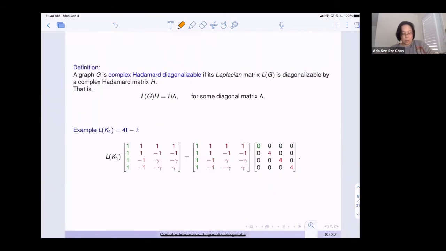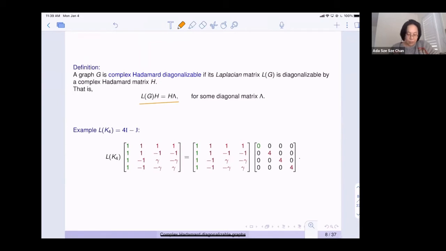So what is a complex Hadamard diagonalizable graph? We're just generalizing the definition in the original paper by Barik, Sean, and Steve. We say that a graph is complex Hadamard diagonalizable if you can find a complex Hadamard matrix for which the columns of this matrix are all eigenvectors of the Laplacian matrix of the graph. Or in other words, I will have this equation here. This diagonal matrix lambda is the matrix that stores the eigenvalues in its diagonal entries.